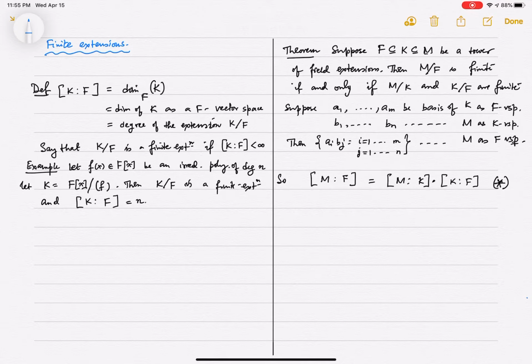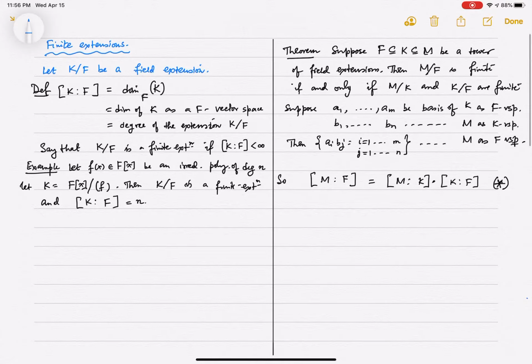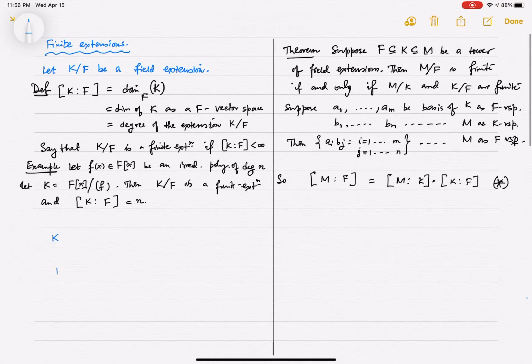We were looking at finite field extensions. So let K over F be a field extension. That means K is a field that contains a field F. Whenever you have this situation, one field contained in another field, I'll often picture it like this.